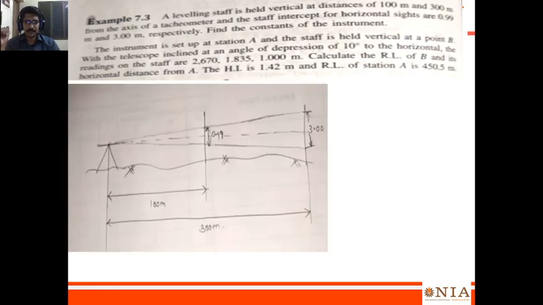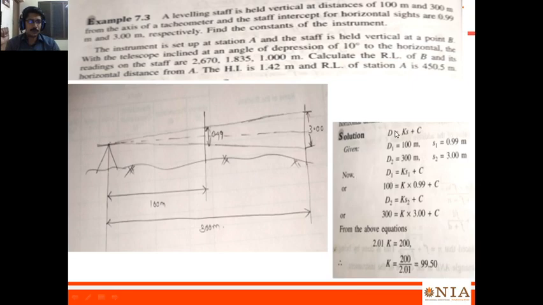For the first condition, say the instrument is set up in the terrain and the staff is held exactly vertical and the horizontal line of sight is maintained, and at 100 meter the staff was held and the staff reading was taken and its intercept is given as 0.99 meter, and at 300 meter distance the same line of rays makes a staff intercept of 3 meter, right? So now we have the details. It is to determine the constants, right?